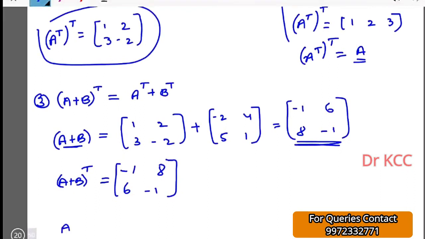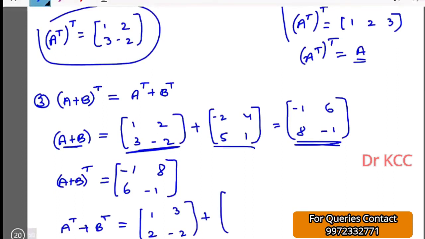A transpose plus B transpose equal to what? Now what is A transpose? A is here, so if you take its transpose you get 1 2 3 minus 2, plus B transpose. This is the B matrix. Take the transpose of this: minus 2 5 4 1. Now add them. 1 minus 2 is minus 1. 3 plus 5 is 8. 2 plus 4 is 6. Minus 2 plus 1 is minus 1.